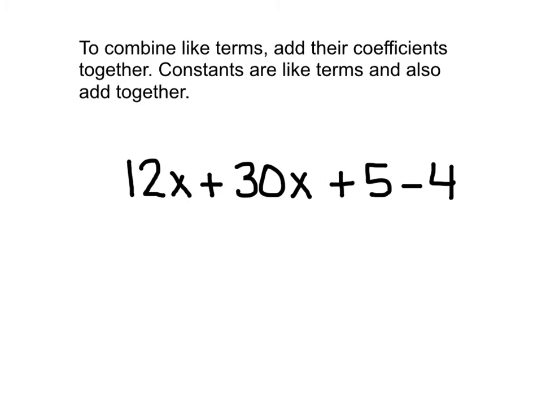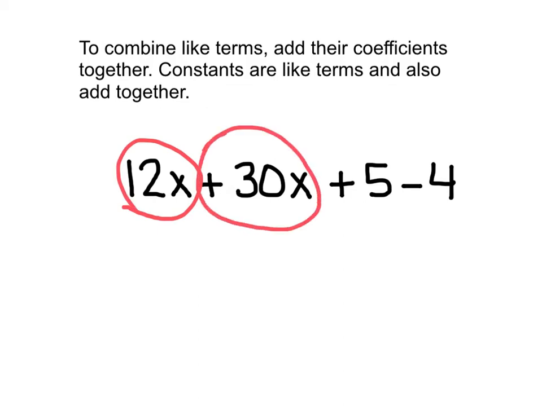Okay, in order to combine like terms, we simply add the coefficients together. And constants are considered like terms, and we just combine them together like normal numbers. So look at our expression. We have 4 terms. Let's identify the like terms. I have 12x, and I have 30x. I have a couple of constants. I have positive 5, and I have minus 4.